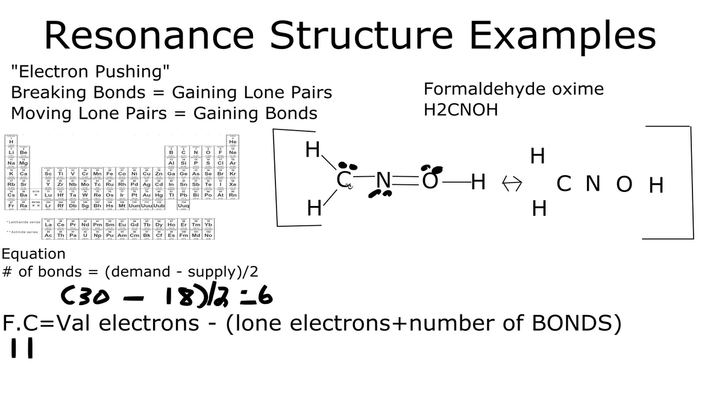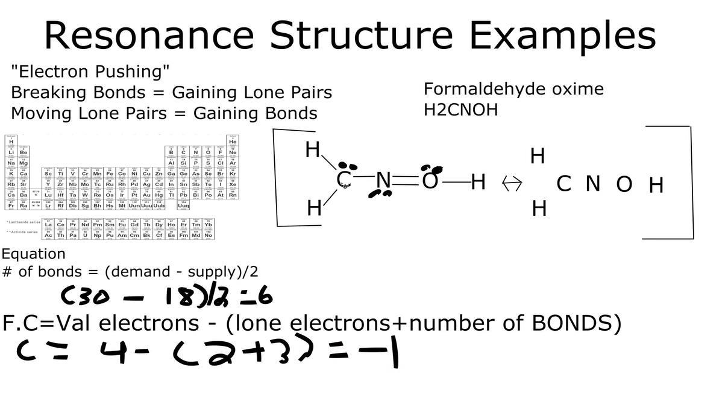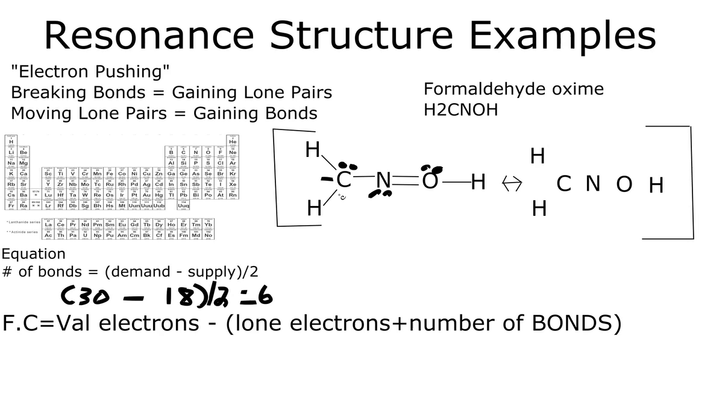Let's check out this carbon right here. So carbon is in group 14, so it has 4 valence, minus the lone electrons, it has 1, 2 lone electrons, minus the number of bonds, it has 1, 2, 3, so it's 4 minus 5, which is negative 1. So this carbon has a negative charge. So let me clean this up. Negative charge.